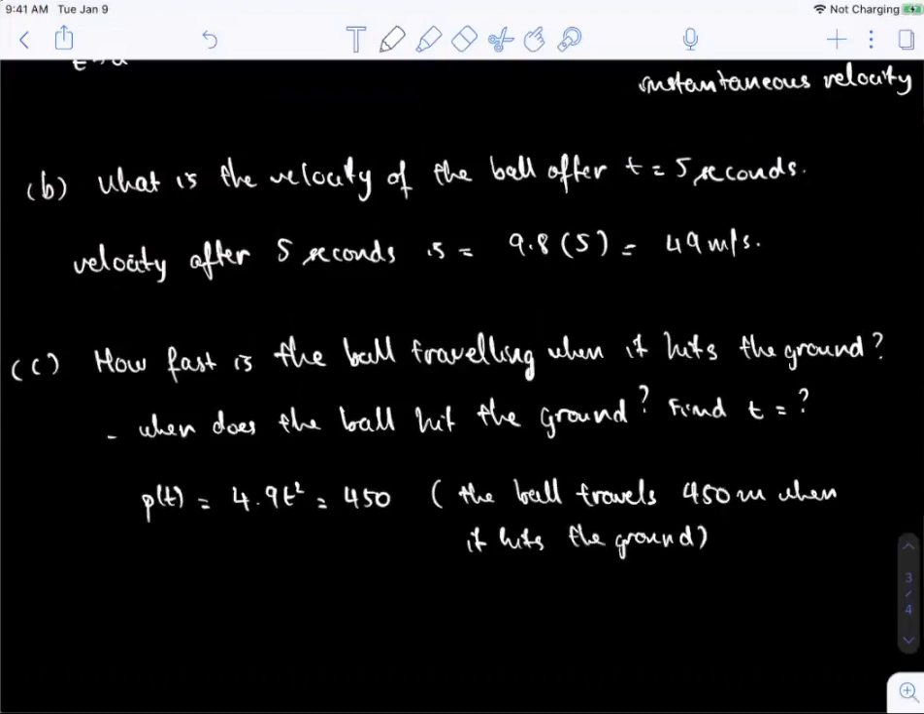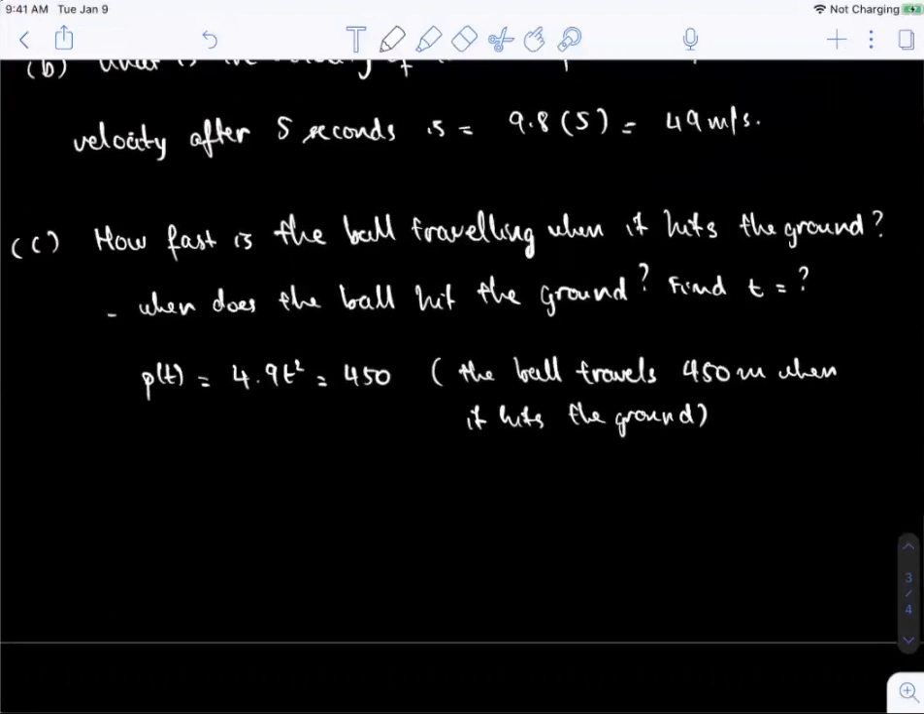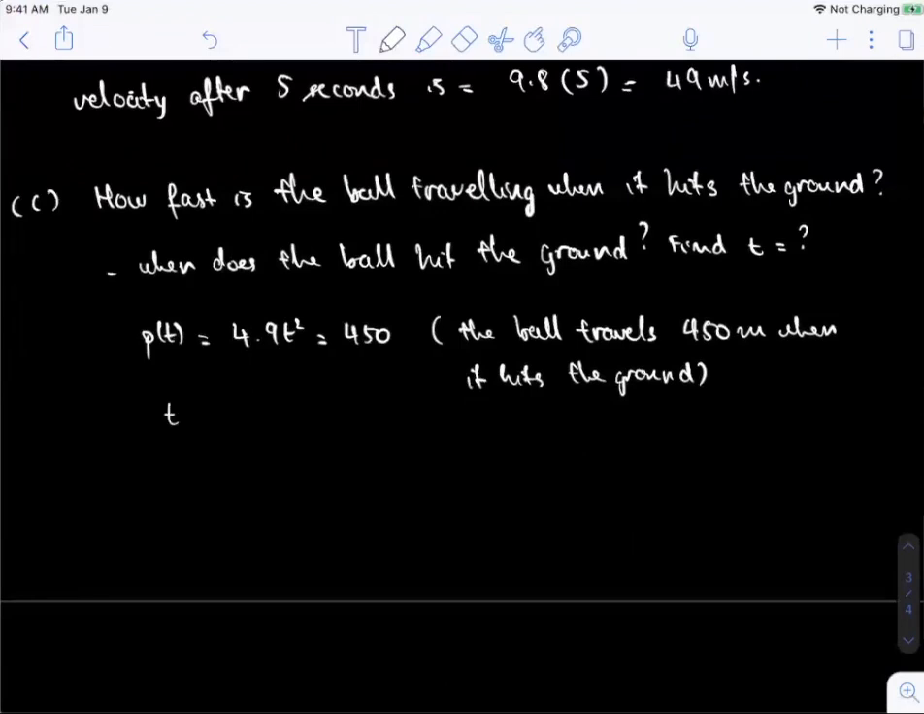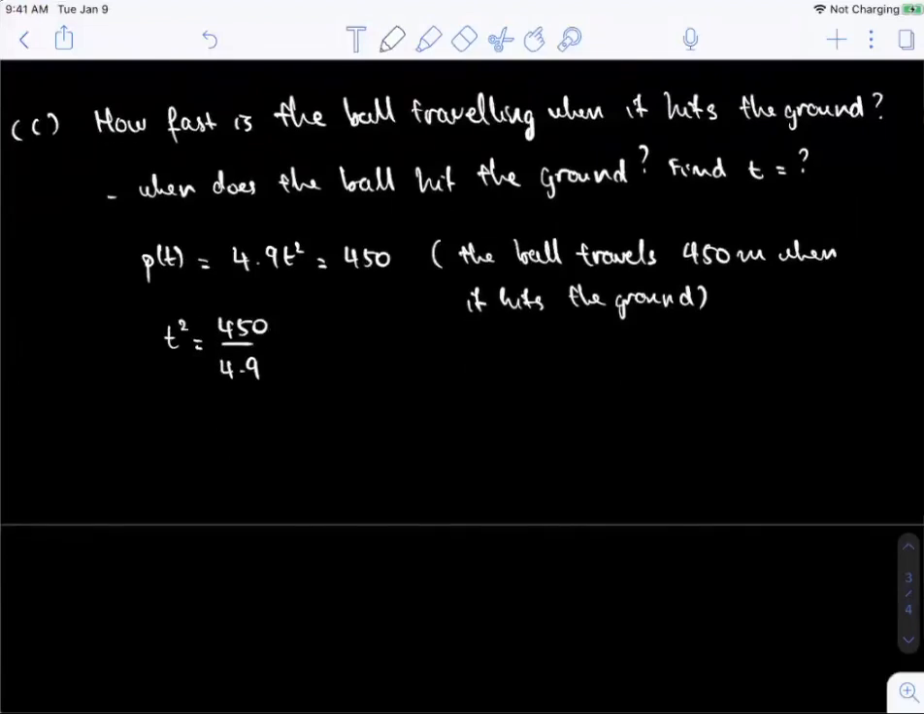Right, so that's how you set up the problem in order to find the time it takes for the ball to travel that 450 meter length, or height. So t squared is equal to 450 divided by 4.9. You're going to have plus and minus solutions here, but we're talking about time, so we're just going to choose the positive number. So this implies that t is equal to 9.58 seconds. So it took 9.58 seconds for the ball to travel 450 meters to hit the ground.